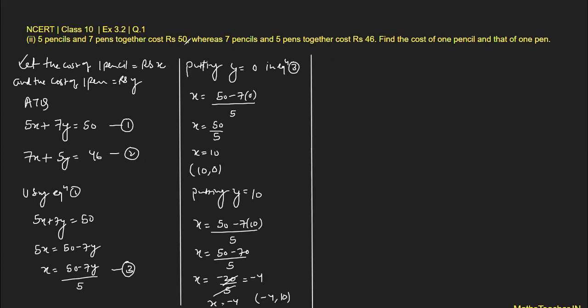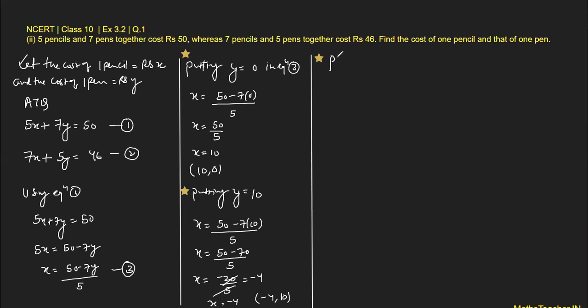So let me mark it very carefully so that you should not forget that these are the different values. Let me mark by this. First of all, I have found this value. This is the first value. This is the second value, and now I'm going to find out the third solution.